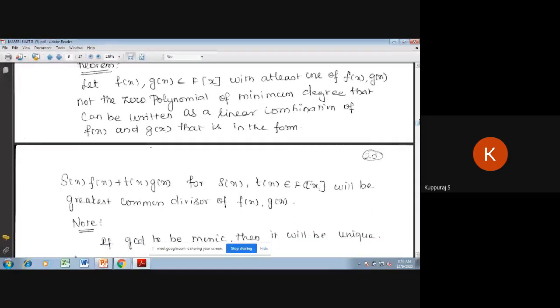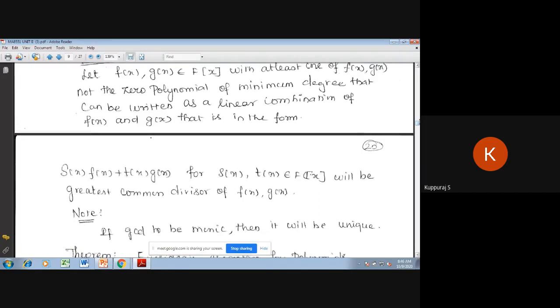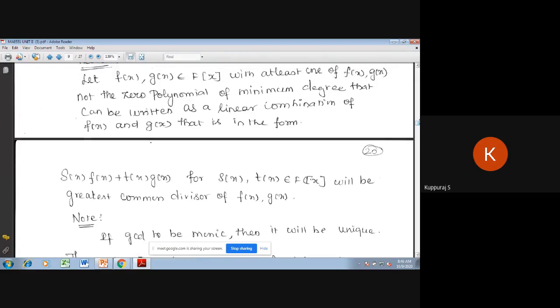Next theorem: let f of x comma g of x belong to capital F of x with at least one of f of x comma g of x not the zero polynomial. A polynomial of minimum degree that can be written as a linear combination of f of x and g of x, that is in the form s of x into f of x plus t of x into g of x, for s of x comma t of x belonging to capital F of x, will be the greatest common divisor of f of x comma g of x.